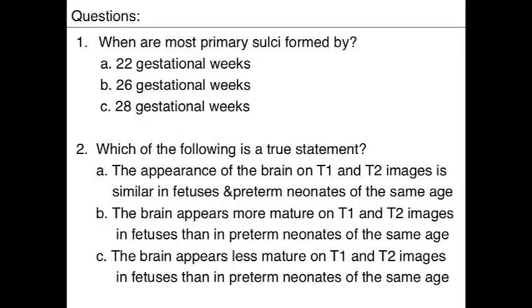Okay, so here's a question. I was told to put a question at the beginning and at the end. You guys can take out your pads and vote on this, and then I won't go over the answers until the end. So question number 1, when are most primary sulci formed by? A, 22 weeks, B, 26 weeks, C, 28 weeks? I'll give you 30 seconds to enter in your answer.